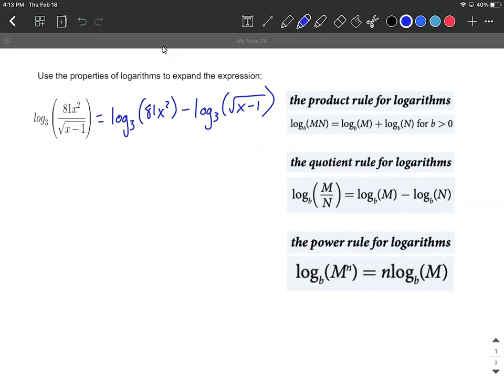The next thing that I would do is, I notice we have 81 multiplied by x squared. That's a multiplication going on in between those two, so that means it's a product. What we can do is use our product rule and say that each one of these gets their own logarithm. They're both going to be positive, so it's going to be addition in between. So let's do that next. We can say this is going to be log base 3 of 81 plus log base 3 of x squared minus log base 3 of the square root of x minus 1.